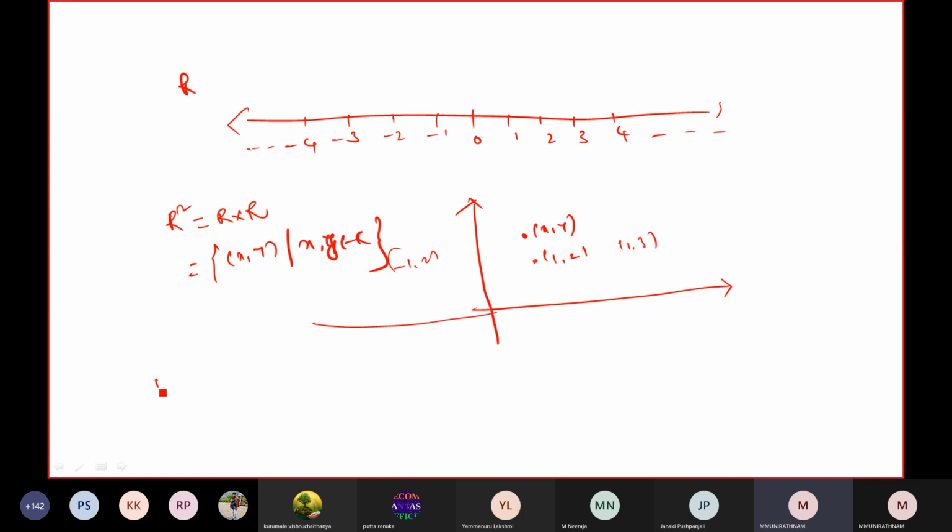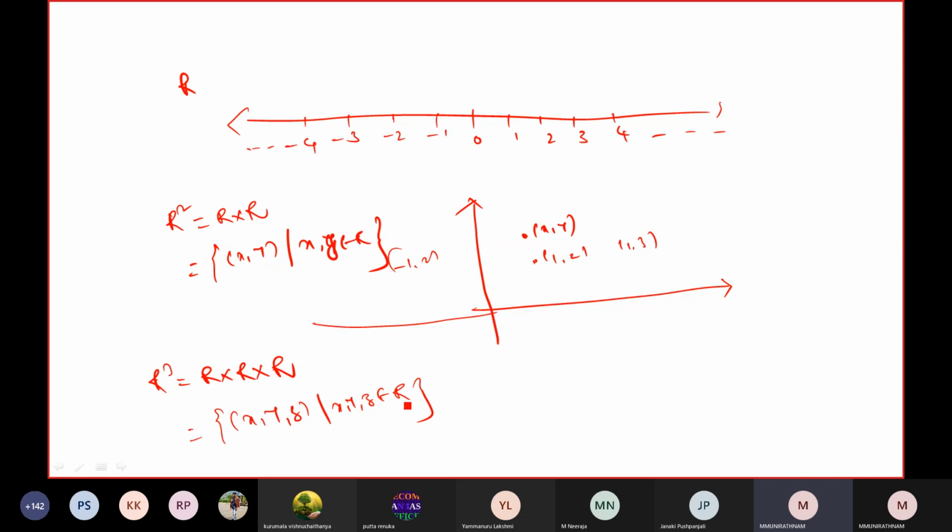Similarly, R cube. What is R cube? R cross R cross R, which is nothing but ordered triples. So the points in a space, that is, the points in three-dimensional space.